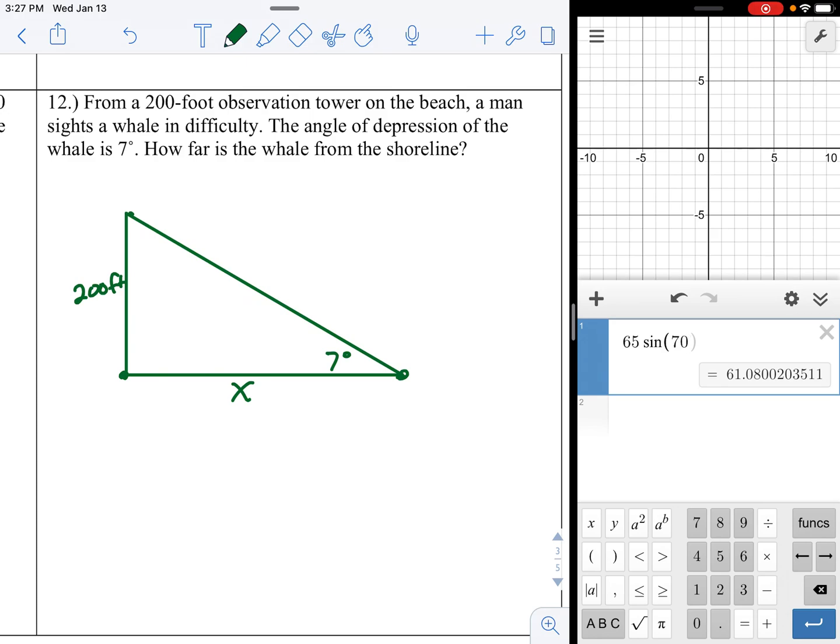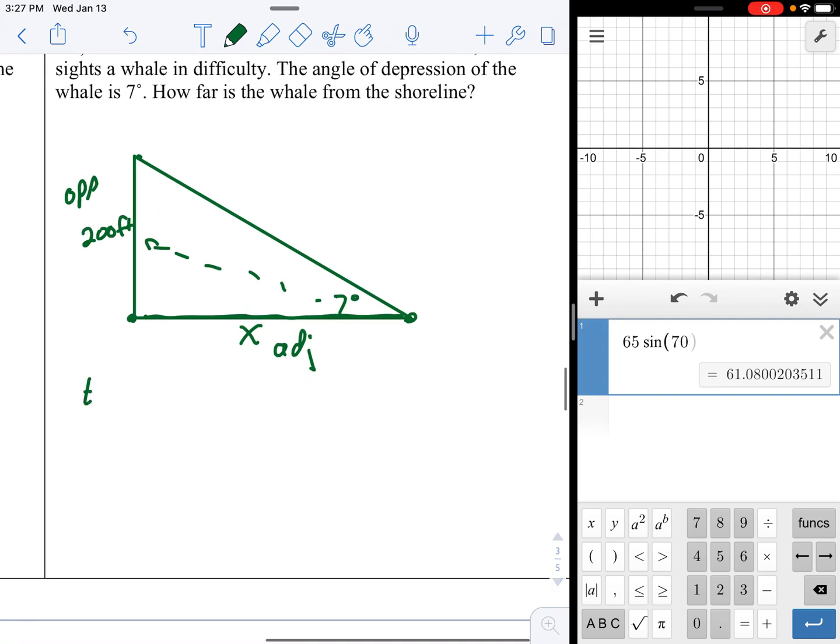So what do we have here? Across from the angle is the opposite. Touching the angle is the adjacent. The hypotenuse is irrelevant in this problem. Which trig function has opposite and adjacent? That would be tangent. Tangent of theta equals opposite over adjacent. So let's plug everything in. Tangent of 7 equals 200 over x.